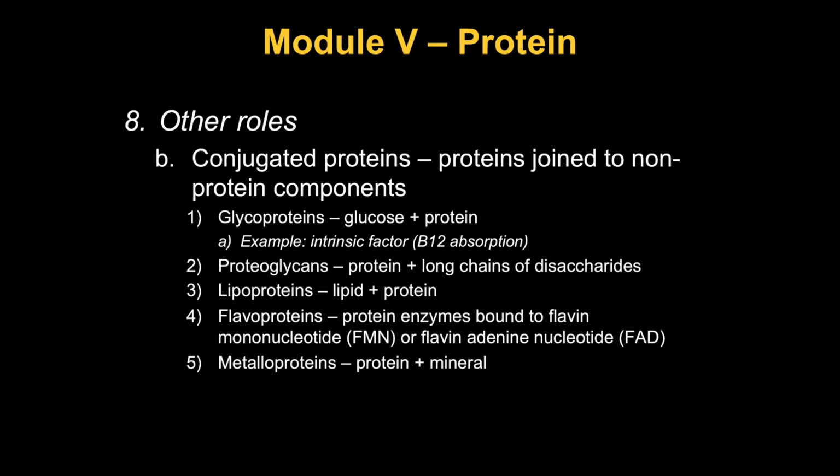We have lipoproteins, which transport lipids but have a large protein component to them. There are also flavoproteins, which are these protein enzymes that are bound to things like flavin mononucleotide or flavin adenine nucleotide. These are vitamins, essentially, riboflavin being the flavin mononucleotide, that are essential for chemical reactions in the human body as far as those nutrients are concerned. We also have metalloproteins, which are basically a protein plus a mineral.